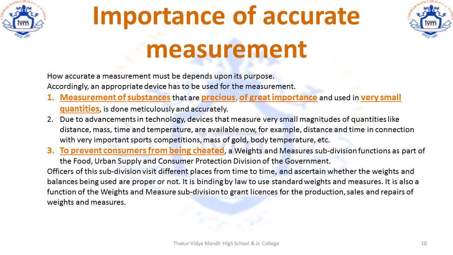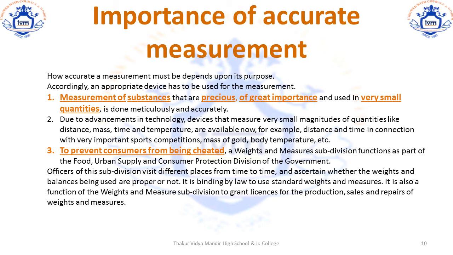To prevent consumers from being cheated, a weights and measures subdivision functions as part of the Food, Urban Supply and Consumer Protection Division of the government. Officers of this subdivision visit different places from time to time and ascertain whether the weights and balances being used are proper or not. Means they basically go and check whether the devices are proper and whether they are being used properly or not. It is binding by law to use standard weights and measures.